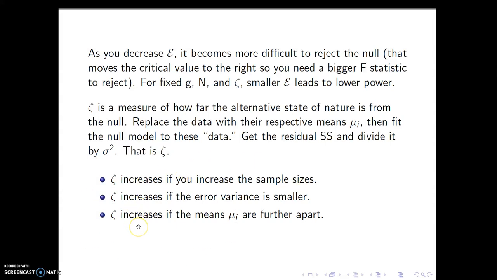General rules of thumb about this non-centrality parameter: it's going to increase if you increase your sample size. Again, that should make intuitive sense, right? Because as we collect more data, we get more and more information to help us make a decision between the null and some alternative. It also increases if the error variance is smaller. That again should be intuitive. If the random error in the model is small, then it'll be easier to distinguish between the null and deviations from the null. It'll also increase if the means are further apart. So if there's more deviations among the means and hence from the grand mean, that non-centrality parameter will also increase.